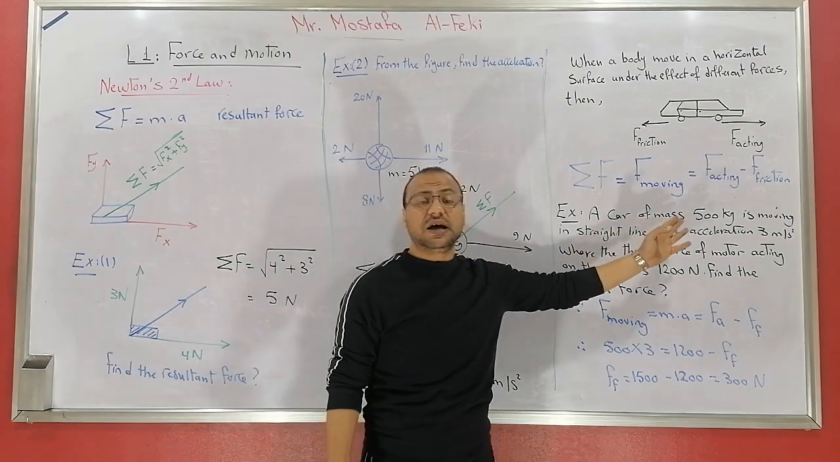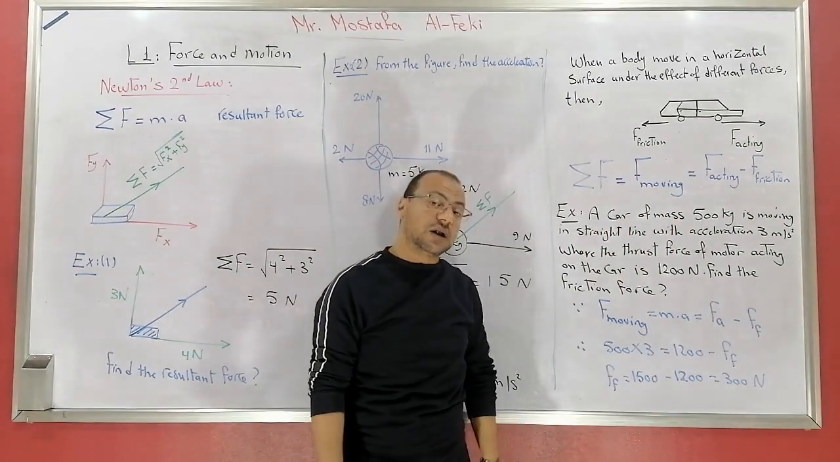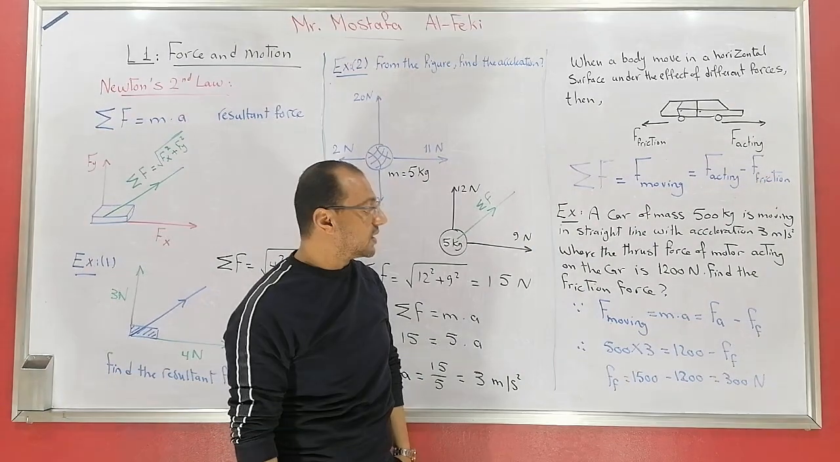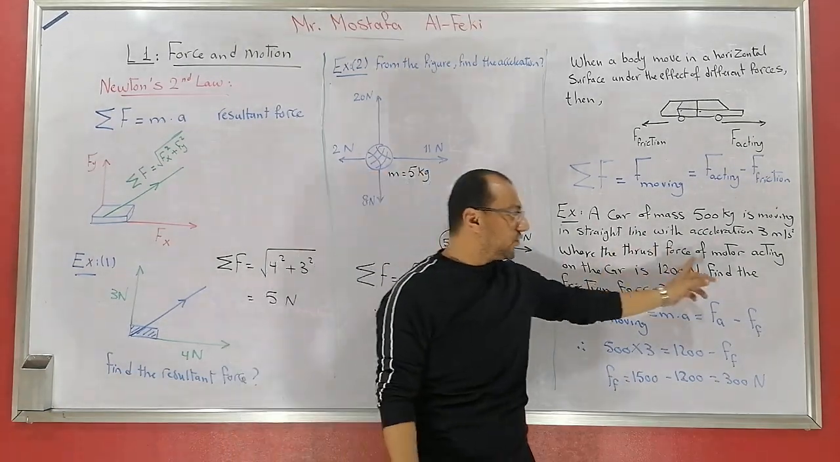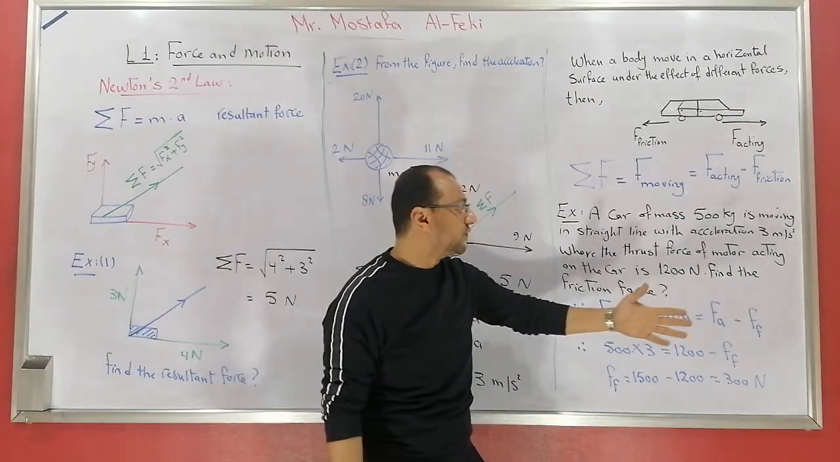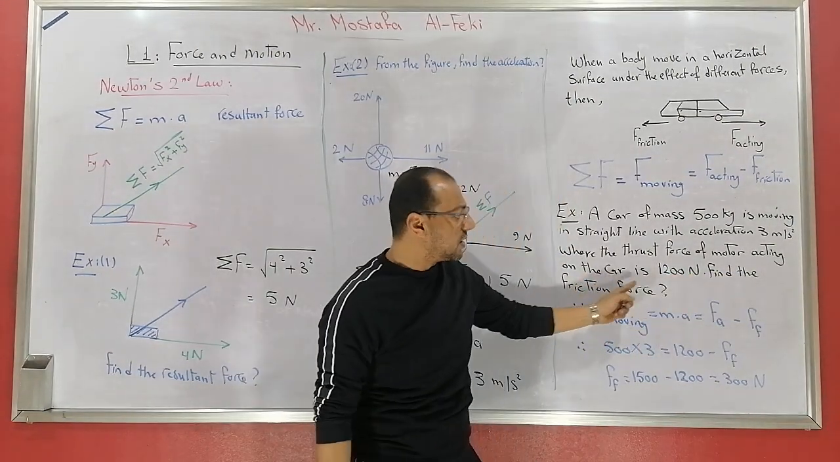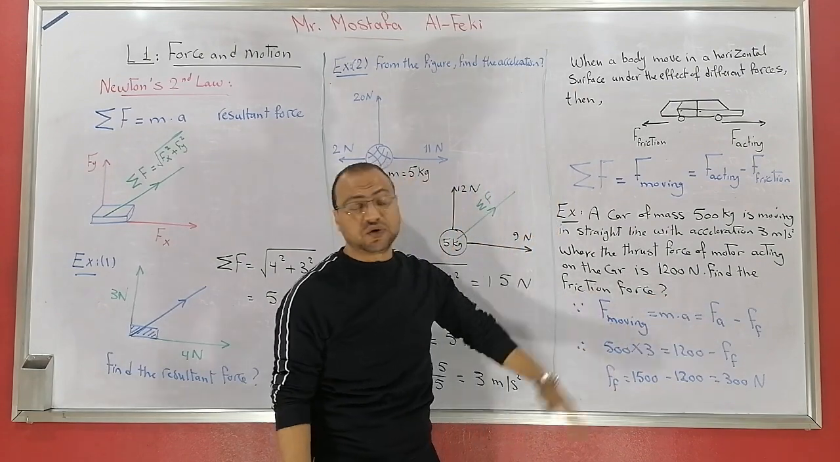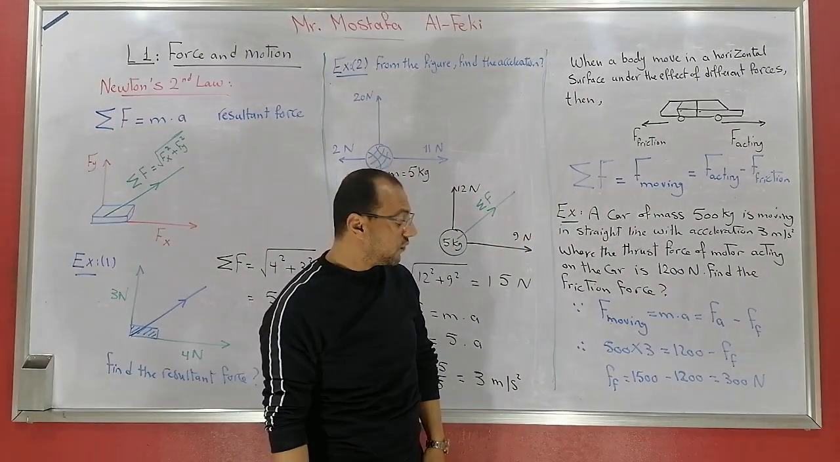A car of mass 500 kilogram is moving in a straight line with acceleration 3 meters per second squared, where the thrust force of the motor, the acting force on the car, is 1200 Newton. Find the friction force.